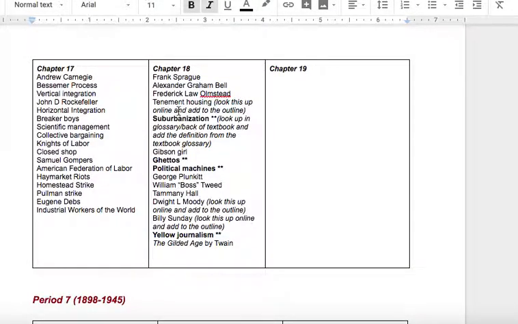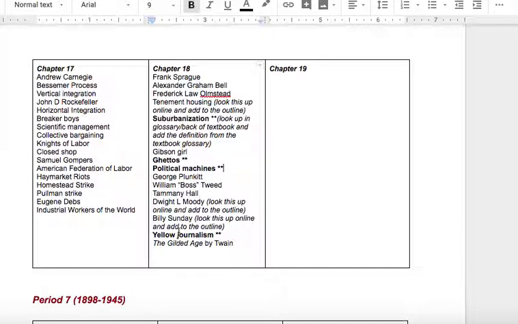I will notice on here that there are some things that say look this up online and add to the outline. So again, you might need like a separate sheet of paper where you can look those things up. Some of the terms like suburbanization, it says look up in the glossary in the back of your textbook and add the definition from the textbook glossary, because in the actual outline it's going to be short. So it's not really going to define suburbanization. It's going to mention it in context, but it will not give a definition. So please look that up in the back of your book. Find the definition in the glossary. That's any that are bolded with 2 asterisks.